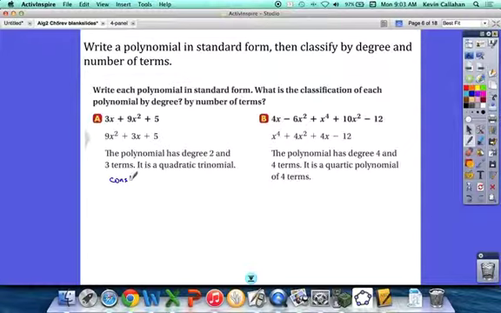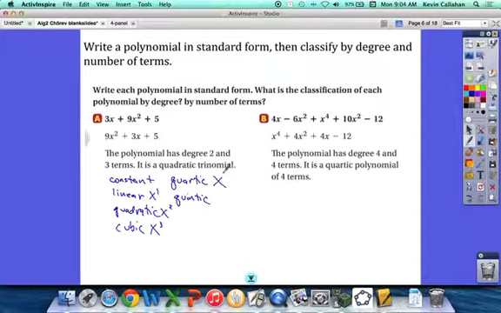Constant. These were the options we have: constant, linear, quadratic, cubic, quartic, and quintic. Above that, we usually just say 6th degree, 7th degree, whatever it is. But remember, linear is x to the first, quadratic is x squared, cubic is x to the third, quartic is x to the fourth, quintic is x to the fifth.